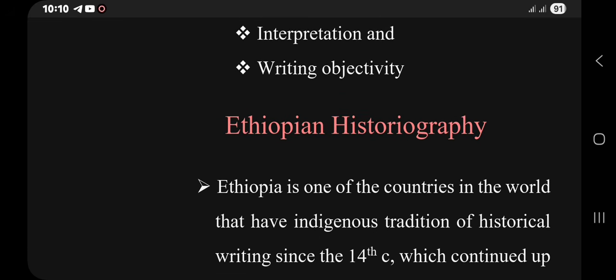Dear learner, now we are going to jump to another very important lesson. The subtopic of this part is Ethiopian historiography.